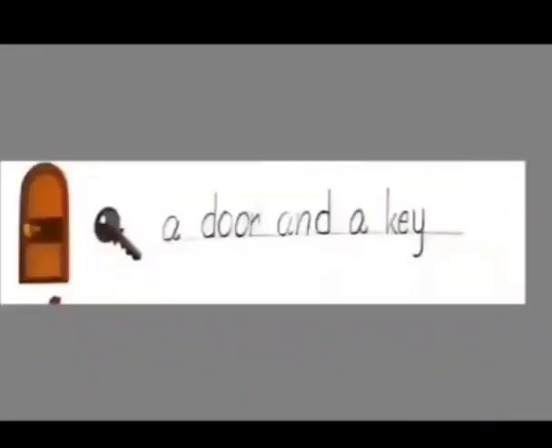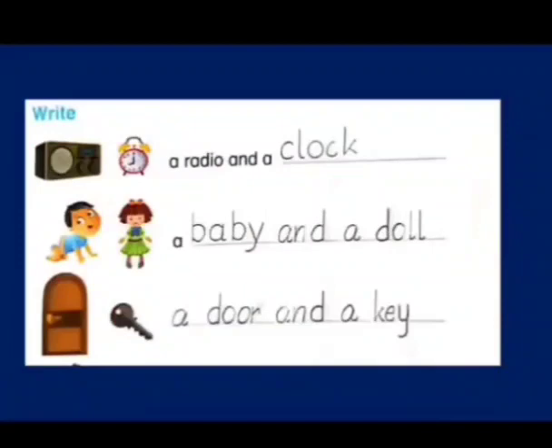What is the next picture about? A key. A door and a key. So after writing and, take one finger gap and write again the baby a, one finger gap, then write the spelling of KEY, key: a door and a key. Like this, you will complete the third line.